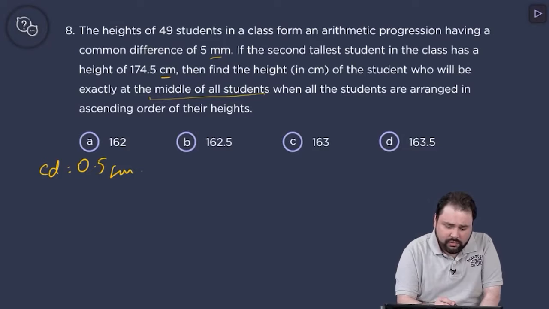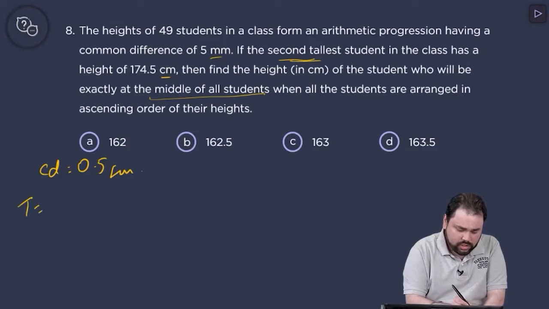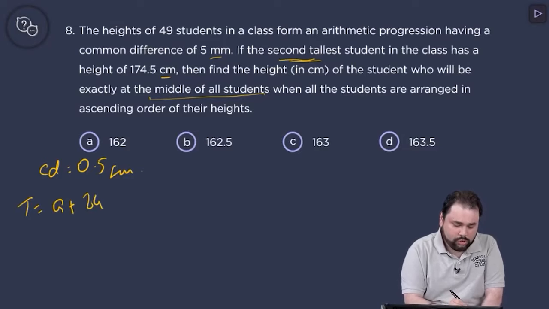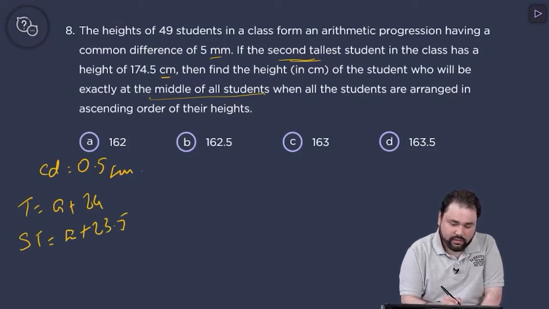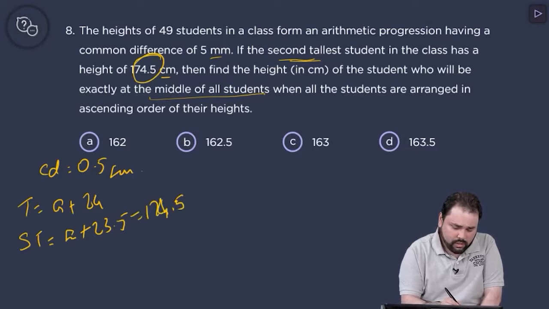Okay. So I have a common difference and they're saying it's AP and height of the second tallest. So what will be the height of the tallest? The last term. So tallest is equal to A plus N minus 1, which is 49 minus 1, which is 48D. So 48 into 0.5, which is 24. So tallest will be A plus 24. Second tallest will be 0.5 less than this. So second tallest is A plus 23.5. And this is equal to 174.5. So which means A is equal to 151.